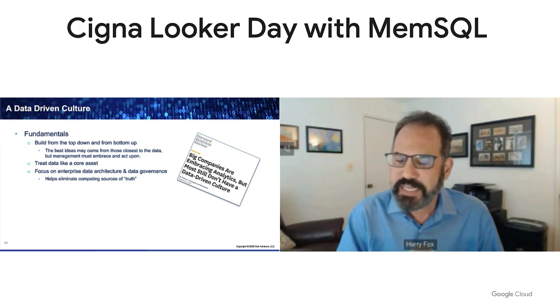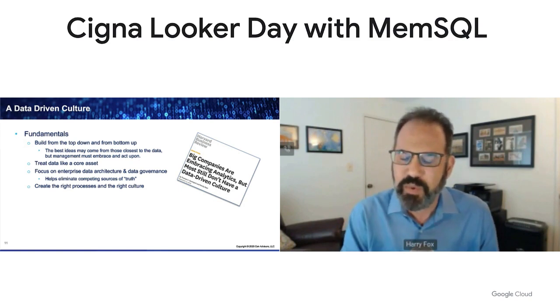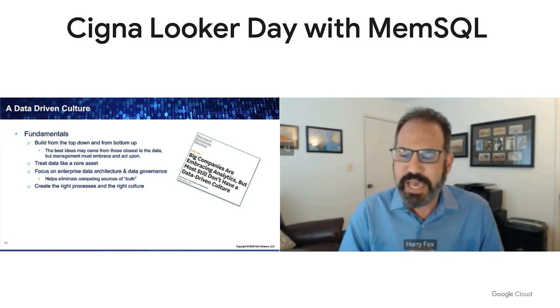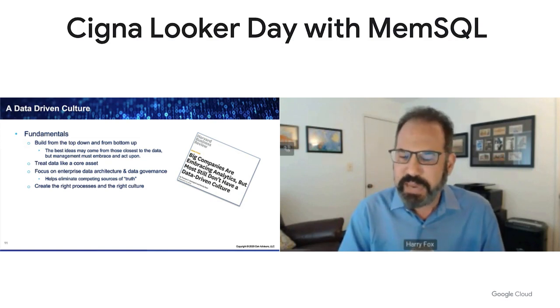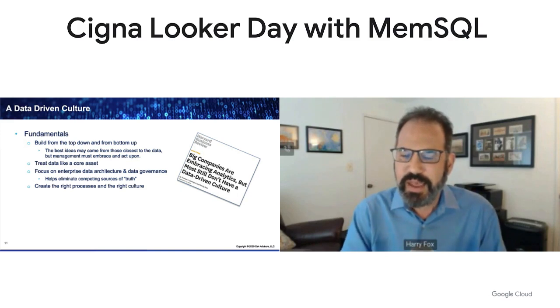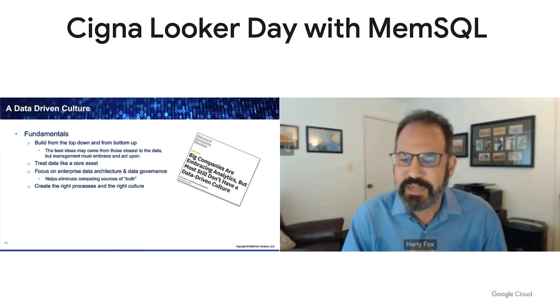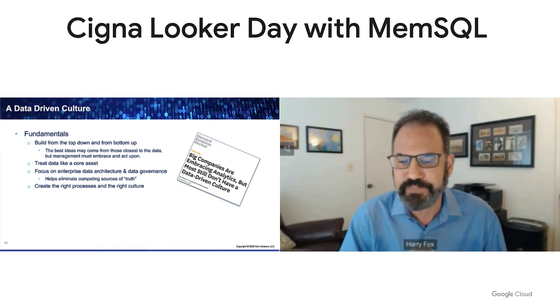This next bullet is kind of mom and apple pie, but I don't want to lose it, which is focus on enterprise data architecture and governance. That's no different than what we did in the past, but it really helps. You don't want the end users being able to create different sources of truth. You want the data rolling up in such a way, and that's a data architecture issue, that no matter how people slice and dice the data, they get to answers that line up. And so you don't have different departments fighting over what's true and what's not true in the data.